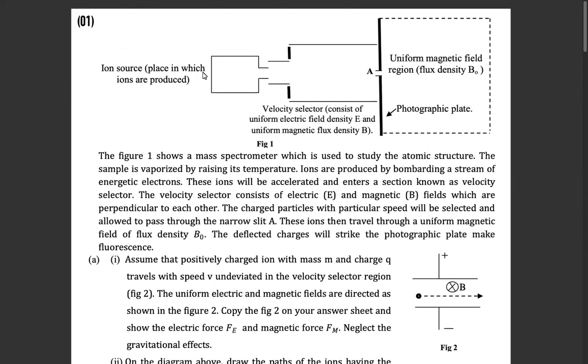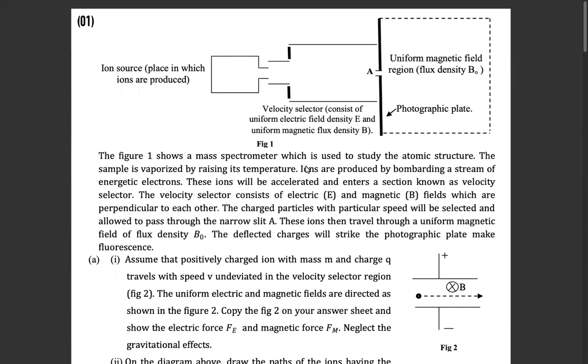Ion source, the place in which ions are produced. So we have an ion source here. Velocity selector consists of uniform electric field and uniform magnetic flux density, and then there's a region where there is a uniform magnetic field. It's released to a uniform magnetic field region. Let's read and see what this is all about.